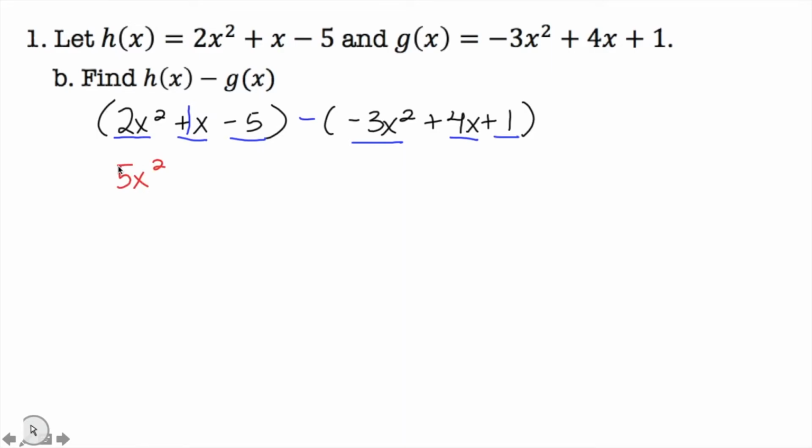5x squared. And then for the second one, we have a positive 1 minus a positive 4, which is 1 minus 4, which is negative 3x. And then the last one, negative 5 minus 1 more would be negative 6. And that would be how you would do letter B.